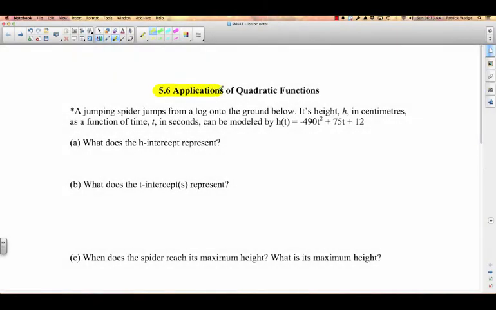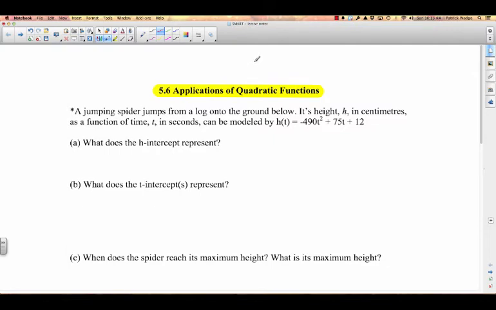Section 6 is applications of quadratic functions. We've made it to the word problems. For almost all the word problems, what you're going to be interested in to get your answer is the vertex of the parabola, because the vertex is either going to be the maximum or the minimum point, depending on whether the parabola is facing up or down. And that's usually what you're going to be looking for when you solve one of these questions.